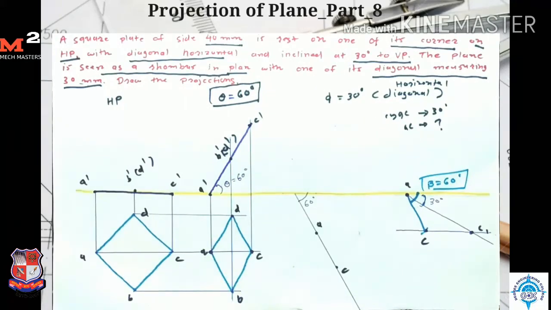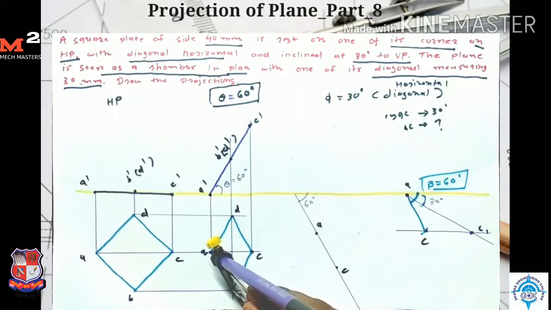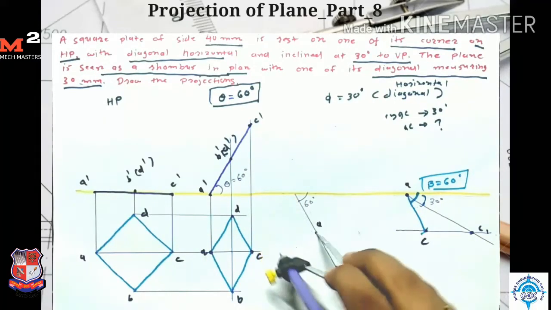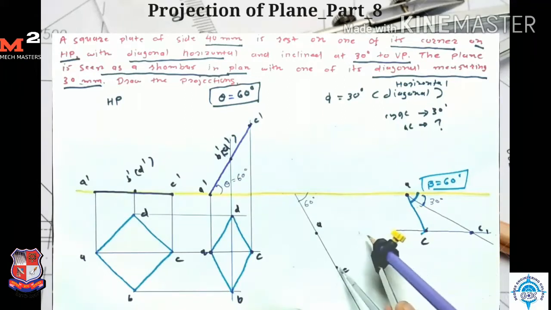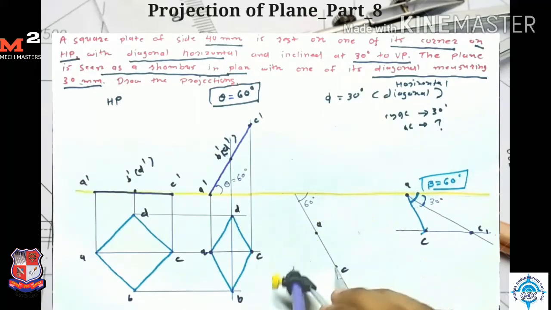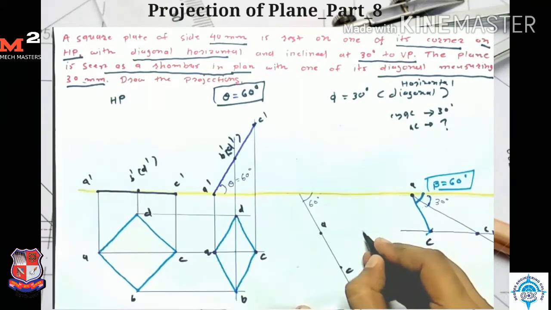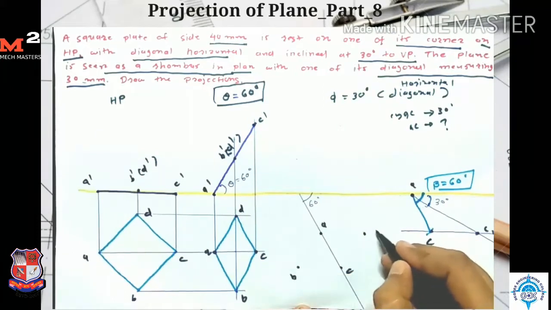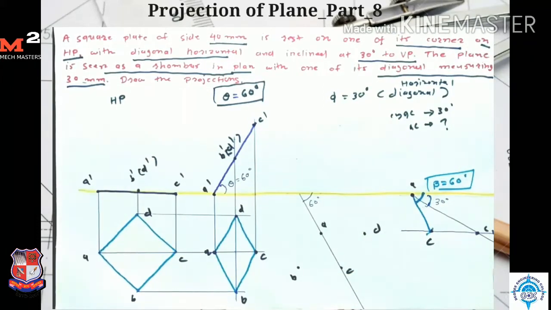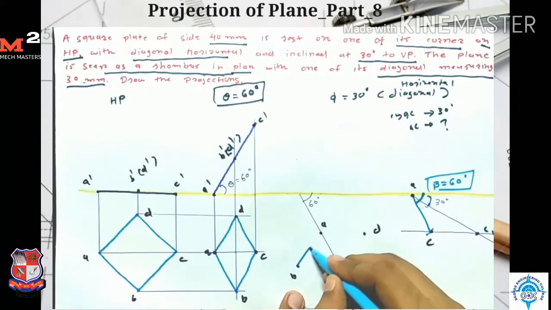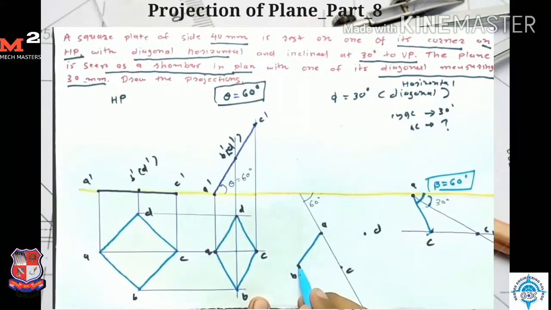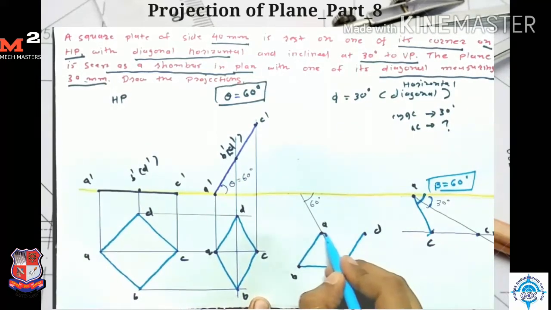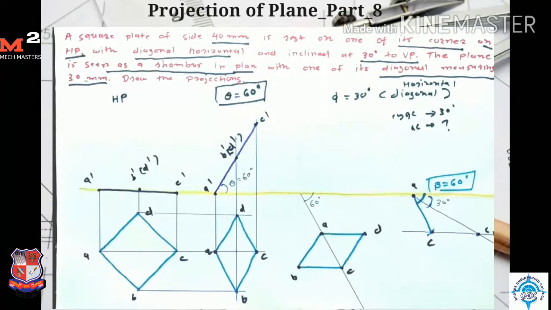Now for getting the points B and D, I take AB as a radius. Take A as a center and draw one arc here and one arc here. Similarly, I take C as a center and draw one arc here and one arc here. The intersection of these two arcs gives me the two points. Here I get my point B and here I get my point D. After joining AB, BC, CD and AD, I get my top view for the third stage.